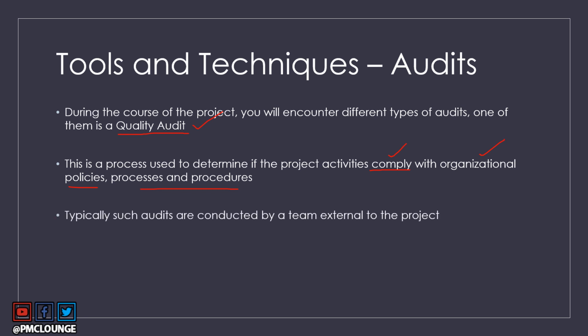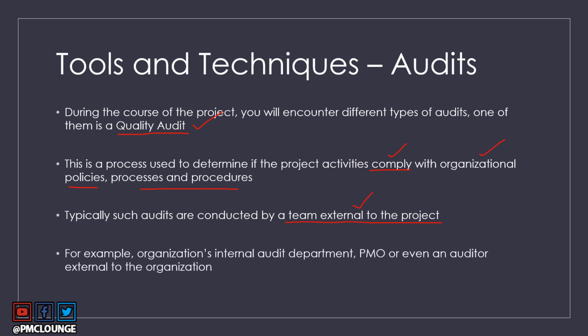Now, typically, such audits are conducted by a team external to the project. So there could be a quality team external to your project which is going to do this audit. Some examples are the organization's internal audit department. The PMO might also be involved, or even an auditor external to the organization might be employed to audit your project to make sure that your project followed the organization's policies, processes, and procedures when it comes to quality.